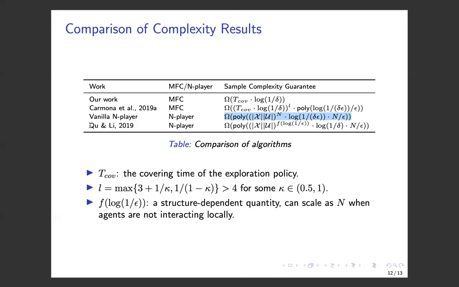And in the last line, their work actually tackles the curse of dimensionality problem from a different perspective. They utilize some local structure of the players. They are assuming that the players can only interact with each other very locally, so that they can have a better sample complexity guarantee compared to the vanilla version of Q-learning. But here, this quantity f can actually still scale as large as n when the agents are not interacting locally. So in some sense, their sample complexity results are model dependent, but our work is model independent, model free.